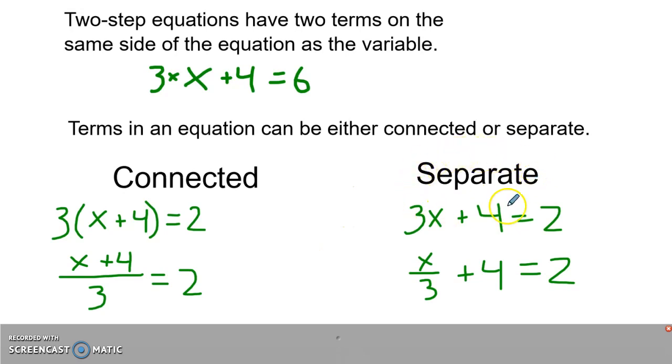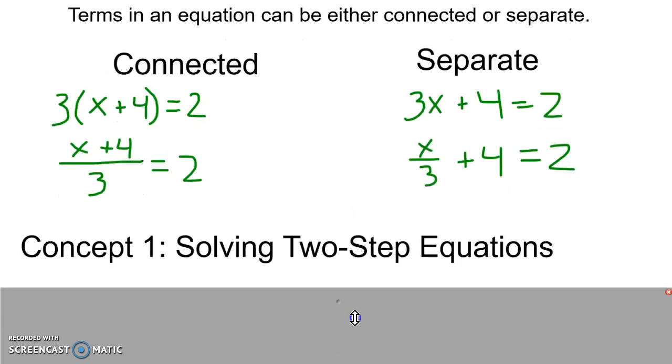All right, a separate term is one where the multiplication or division only acts on the variable. So we have 3 times x, and that is separate from our plus 4, or x divided by 3, which is separate from our plus 4. You'll see both of these types of problems, and they differ only in which operation you are doing first.